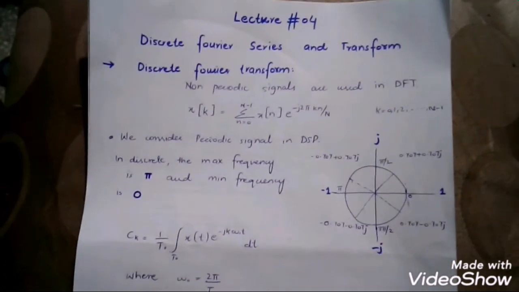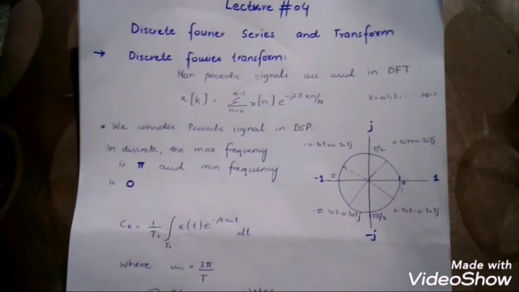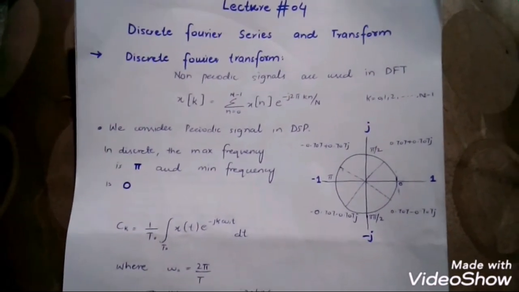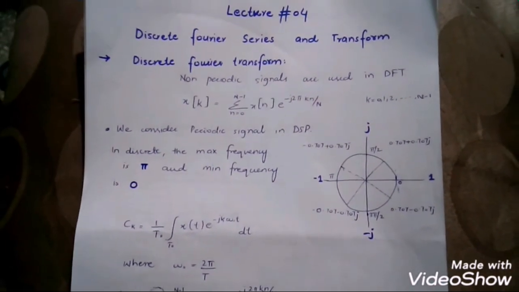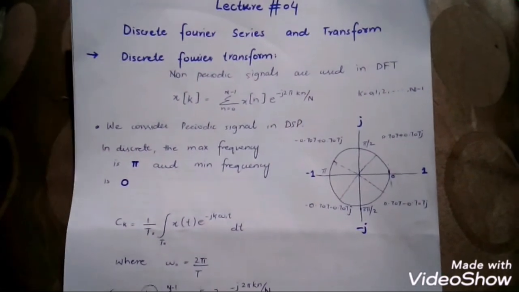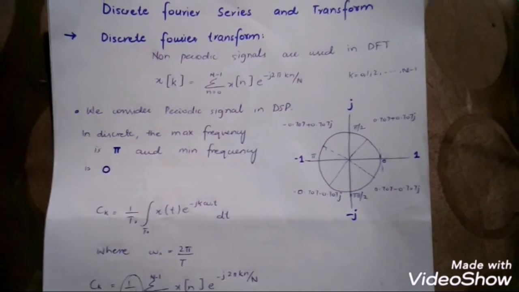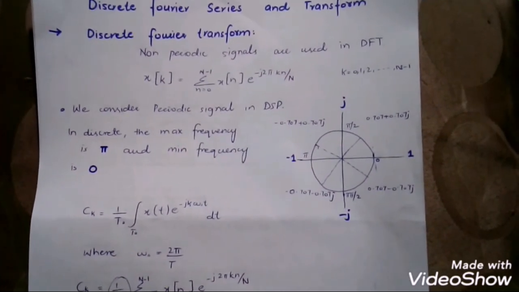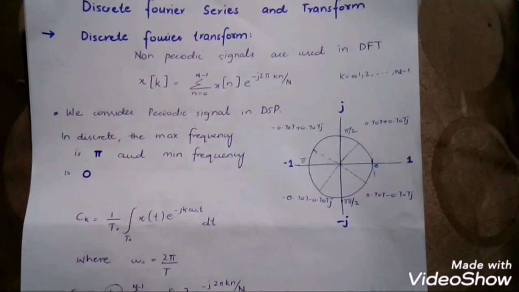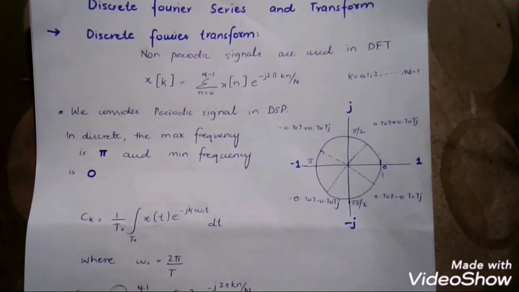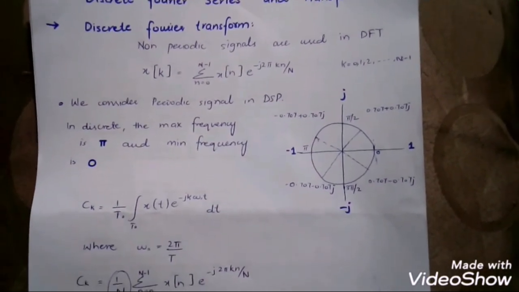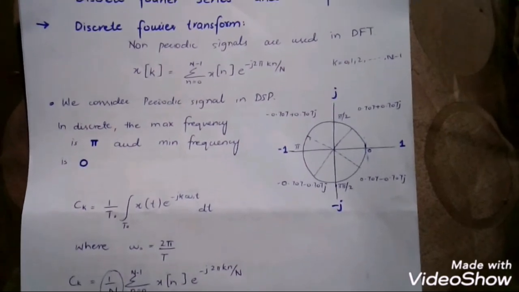So first of all is the discrete Fourier transform. Here we use the non-periodic signals in discrete Fourier transform, but the formula of discrete Fourier transform is X of k is equal to summation of x of n into e power minus 2 pi j k n over N, where the k ranges from 0 to N minus 1. Here we consider the periodic signals in DSP.